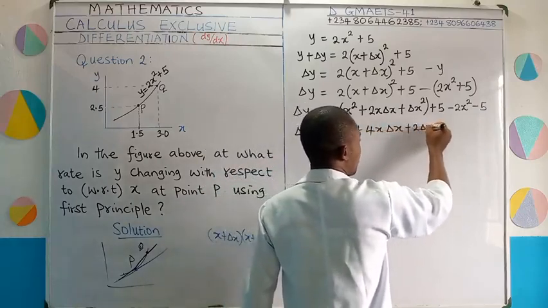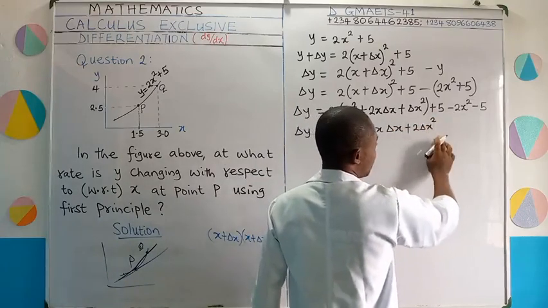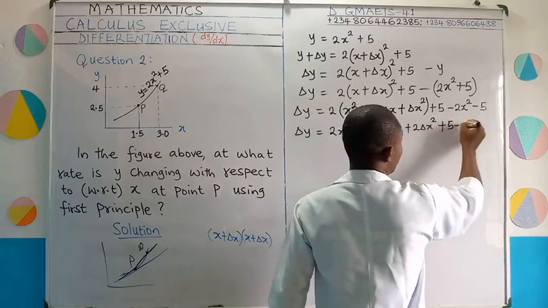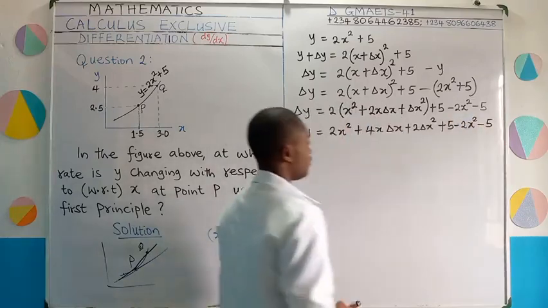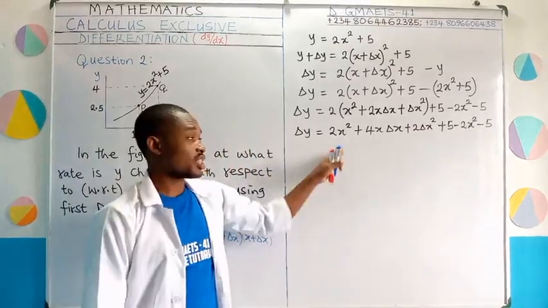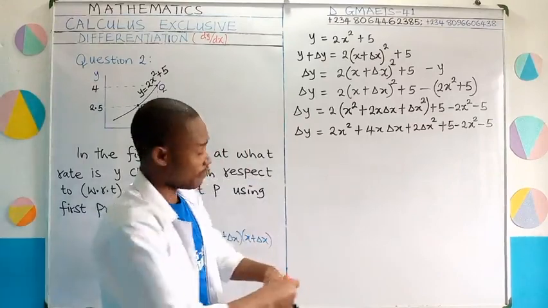Plus 2 delta squared x, alright? That is delta x squared, or squared delta x. Then plus 5 minus 2 squared x minus 5. I've done the expansion, and further simplification of this would give us the following.